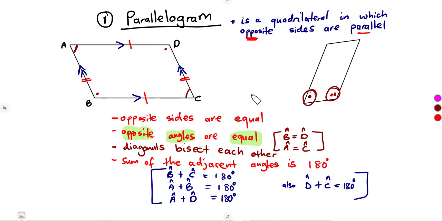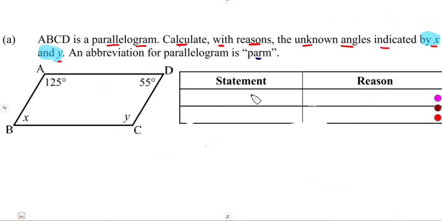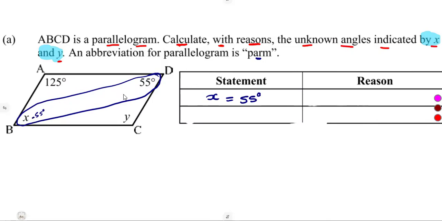It's a property of a parallelogram. So opposite angles, meaning to say angle X is equal to what? To 55. These are opposite. So by default, guys, angle X must be equal to 55 degrees. These are opposite angles.